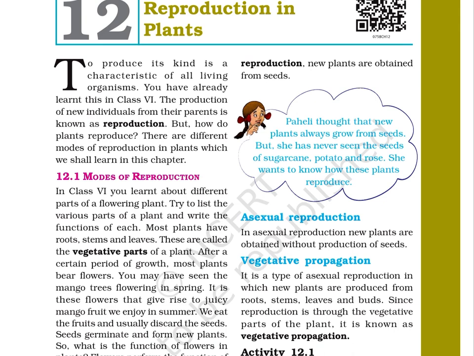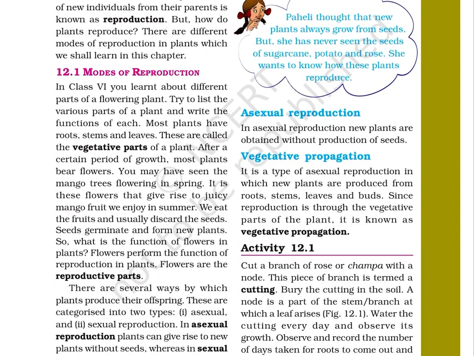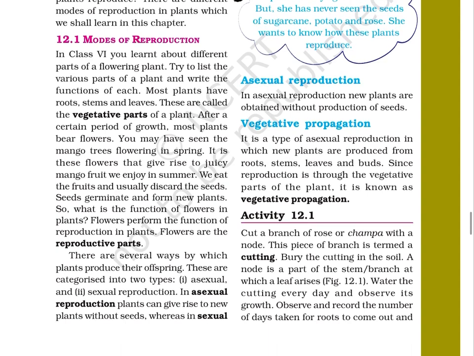12.1 Modes of Reproduction. In class 6, you learnt about different parts of a flowering plant. Try to list the various parts of a plant and write the functions of each. Most plants have roots, stems, and leaves. These are called the vegetative parts of a plant. After a certain period of growth, most plants bear flowers. You may have seen the mango trees flowering in spring. It is these flowers that give rise to juicy mango fruit we enjoy in summer.